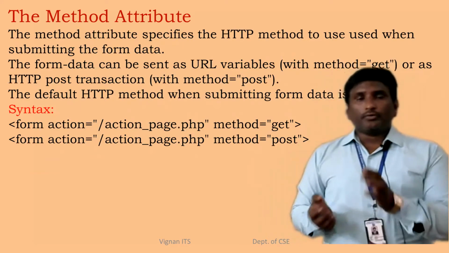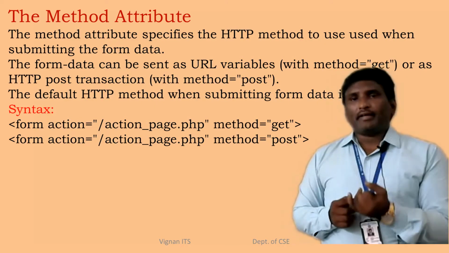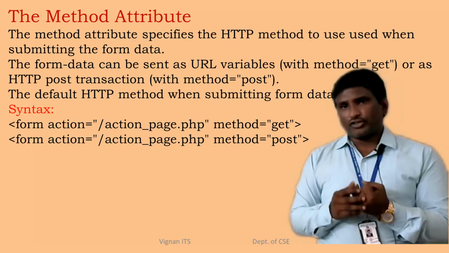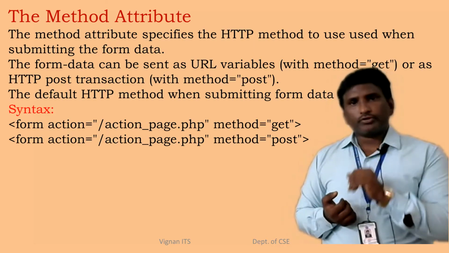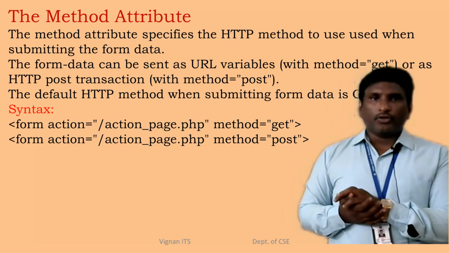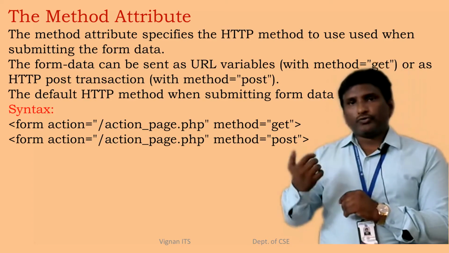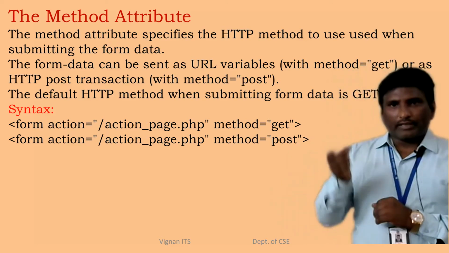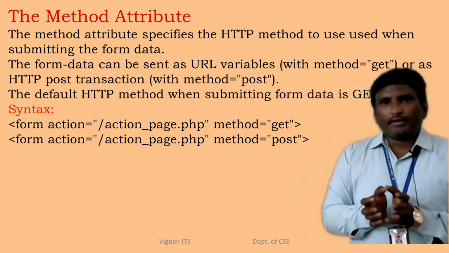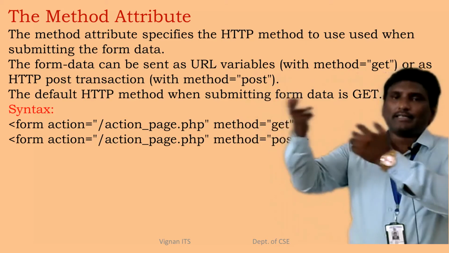Next, one more form attribute is method. The mandatory attributes are form action and method. The method may be post or get. The method specifies the HTTP method to use when submitting the form data. Whenever you submit the form data, that may be posting the data or retrieving the data from it.